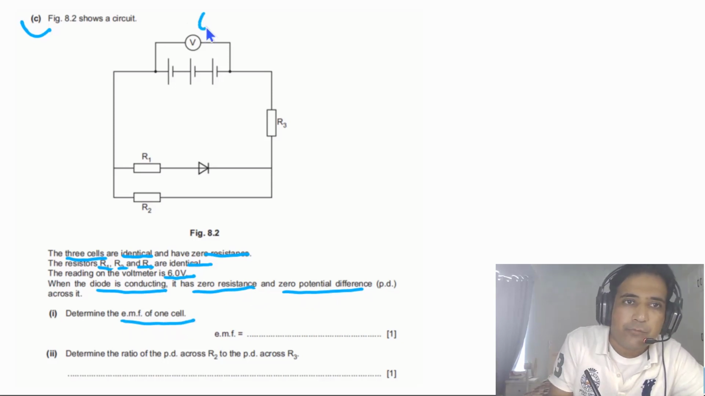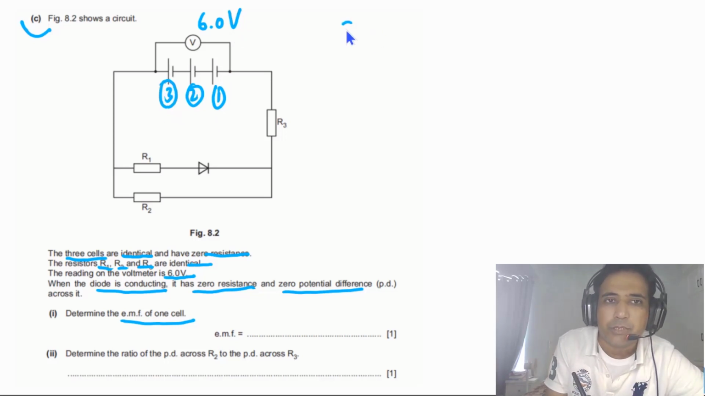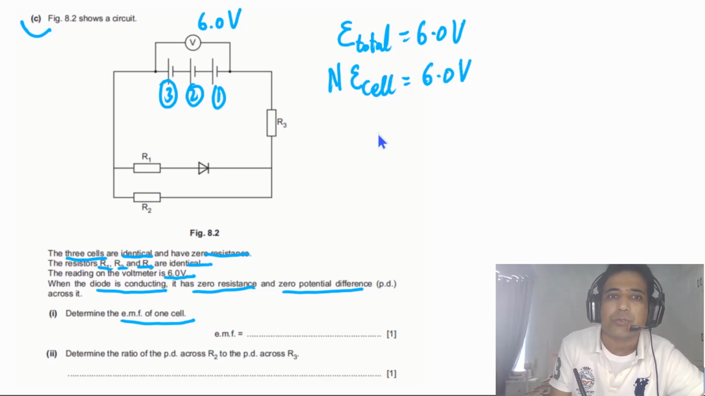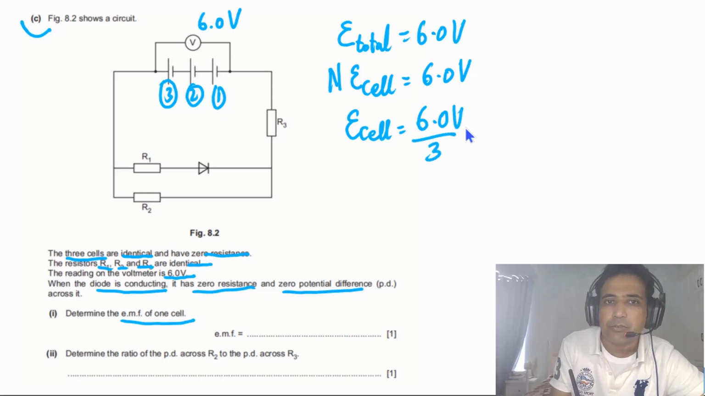So we have EMF of these 3 cells equal to 6.0 volts. We have one cell here, this is the second one and this one is the third one. So simply we can say in this case total EMF is equal to 6.0 volts. So N times EMF of single cell is equal to 6.0 volts. From here we can find EMF of single cell, which is 6.0 volts divided by 3. So we will get 2.0 volts. The final answer we can write is 2.0 volts.